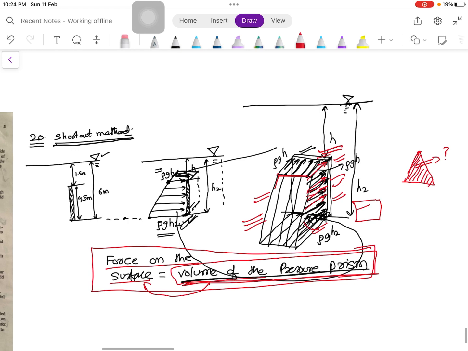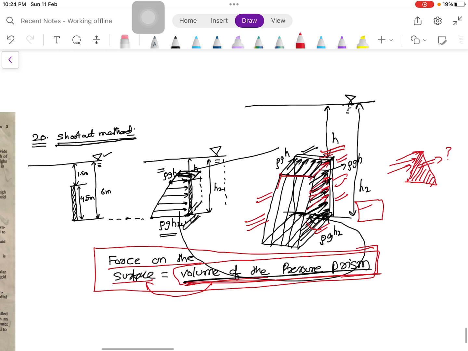All right, so the pressure prism would look something like this. It would go on linearly increasing along the depth. It gets complicated as you draw. So it's not a simple pressure diagram, or a prism, or a three-dimensional figure of which you can find the volume easily by memorizing the formulas.